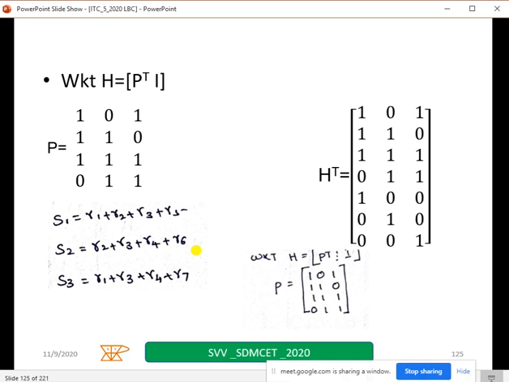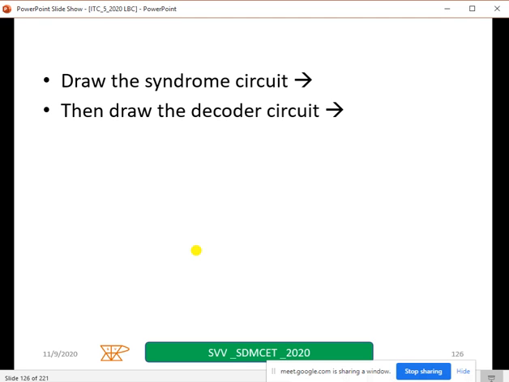Try to draw the syndrome circuit. Those who have completed writing H transpose, I want them to write the H transpose, then the syndrome circuit. Draw the syndrome circuit; the decoder circuit I will give you. At least the syndrome circuit, all of you know how to draw. Draw it. Take 2 minutes and draw it.